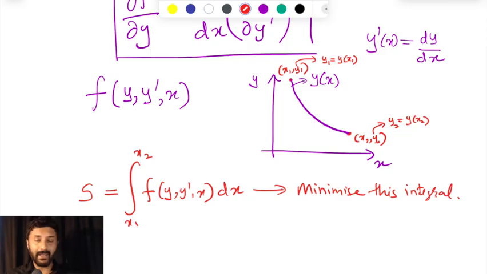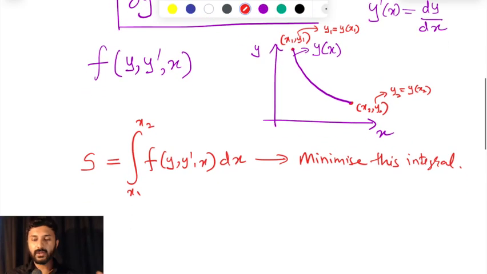Y of x could be any curve that joins these 2 points, but our task is to figure out that one particular curve for which this integral is going to be a minimum. It's going to take on a minimum value. When you compute the integral, the value you get will be the least for that particular curve. You take any other curve, you will get a larger value, even if it's by a small amount. So how do we minimize this integral? The problem comes down to minimizing the integral.